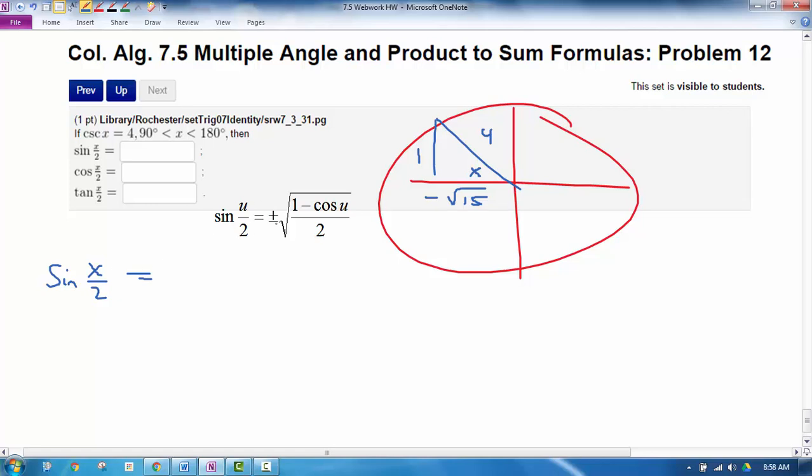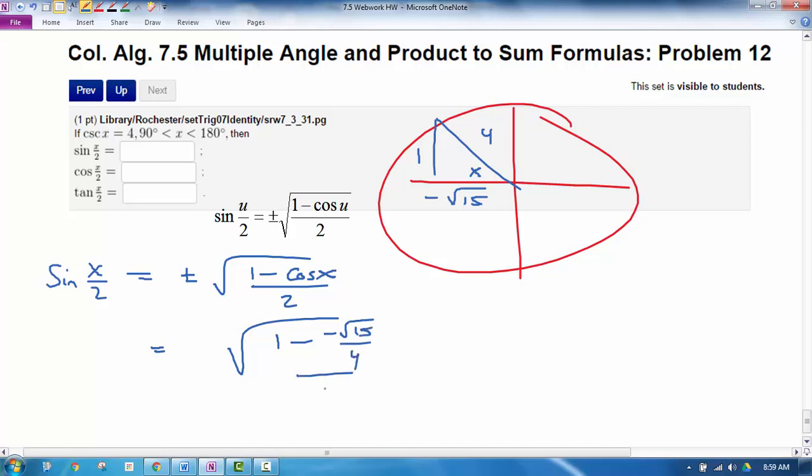Alright, so I'm just going to use this. It's plus or minus the square root of 1 minus cosine of u, which in this case we're doing x. Now the cosine of x I have right over here, so I'll plug that in. That becomes 1 minus, the cosine of x is adjacent over hypotenuse, so that's negative square root of 15 over 4, all over 2. Now, plus or minus here is what I want, so I need to figure out whether it's positive or negative. We're talking about the sine, so the sine is positive over here, so I'm only needing the positive answer.